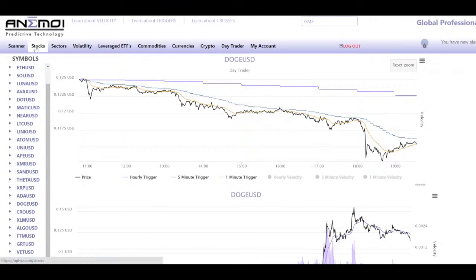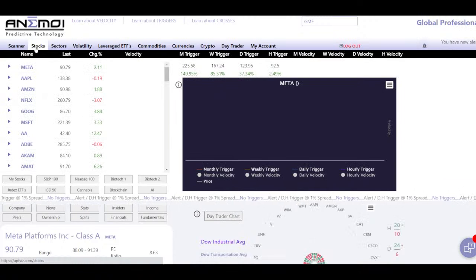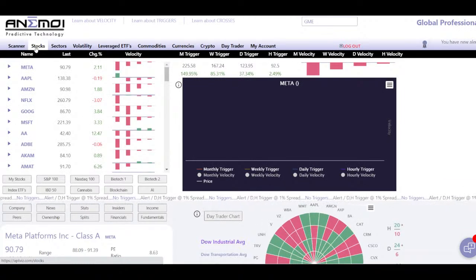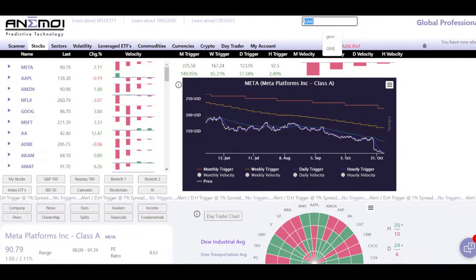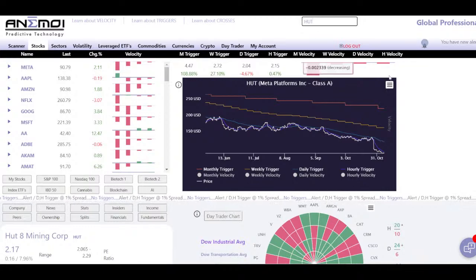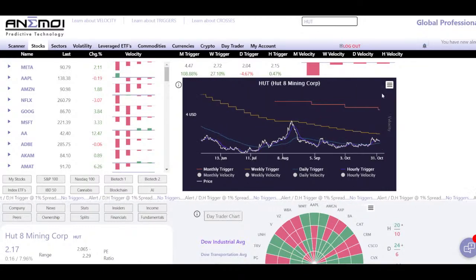Somebody asked about HUT, I think. Let's take a look at HUT. One of my friends actually likes this stock a lot. I think he just went long on Friday. Waspy, if you're watching.